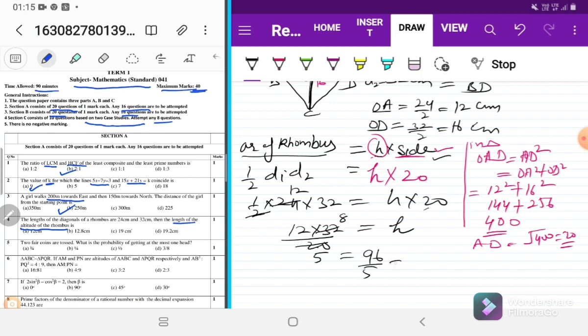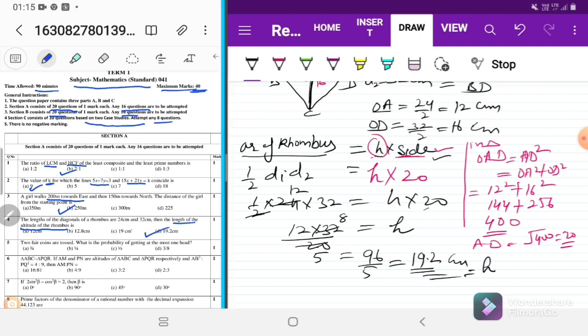So what I got? 5 1s are 5, then 4, 46, 5 9s are 45, then 5 2s are 10. So I have now 19.2 centimeter. That is my h, height of the rhombus. So this way you can find the height of the rhombus, 19.2. Your D option will be there.